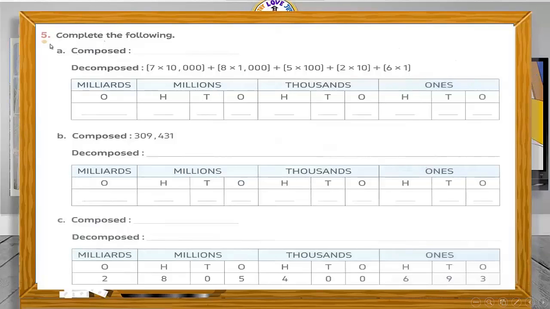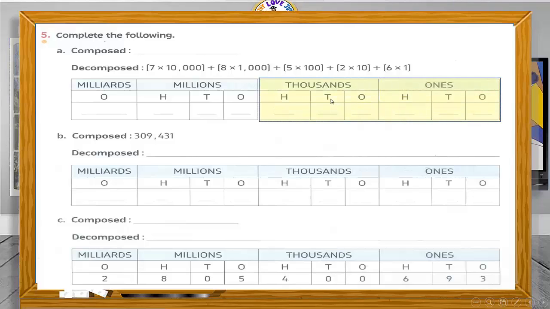Last exercise 5. Complete the following. Here we have place value chart and we have number decomposed, and he wants you write or compose this number. In the first, you should see how many periods. To know how many periods you have in your number, start from first number here. 7 times what? 7 times 10,000. Where is 10,000 place? Here. So we have 2 periods.